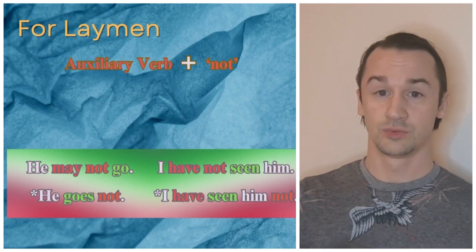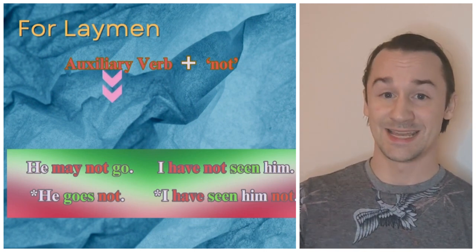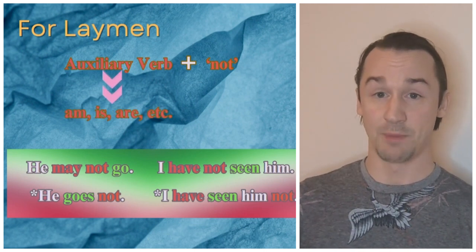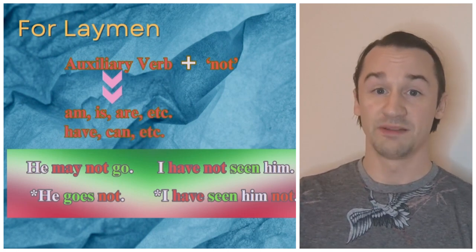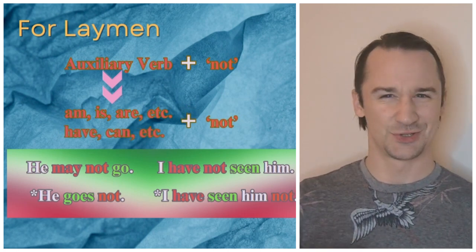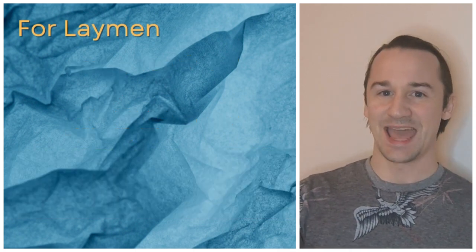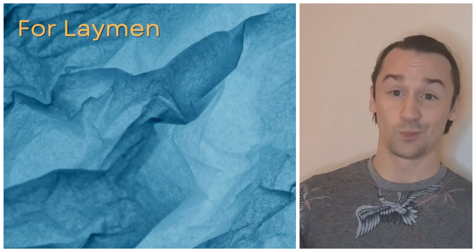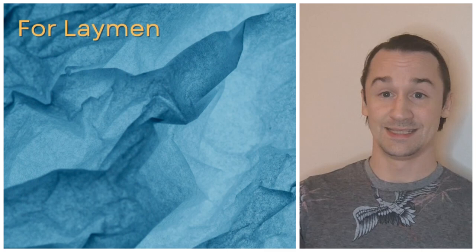So, if the verb phrase contains a form of be, is, am, are, etc., or a helping verb, have, might, can, just add "not." But here's where it gets tricky. If a sentence doesn't have "be" or a helping verb, you have to add one. For the present and past tense, it's "do."